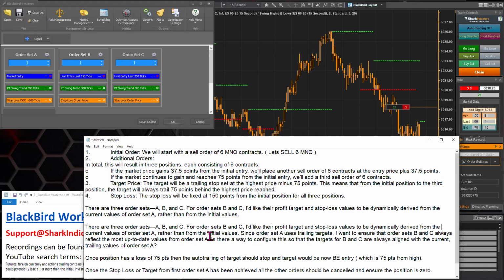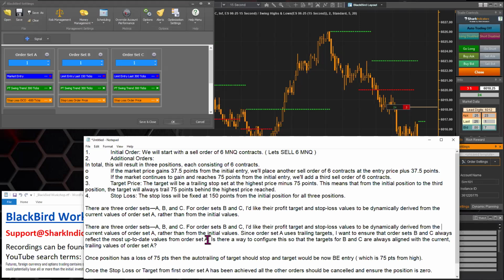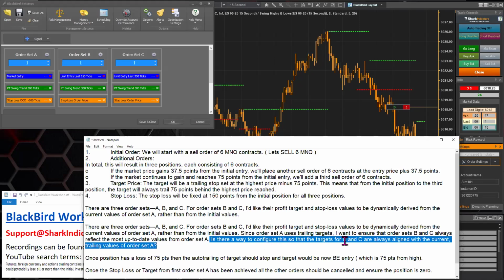All right, yeah. So after reading this again, I think I'm going to make the same adjustment to the profit targets here. So this last statement here, right? Is there a way to configure it so that the targets for B and C always align with the current price of the profit target for A?